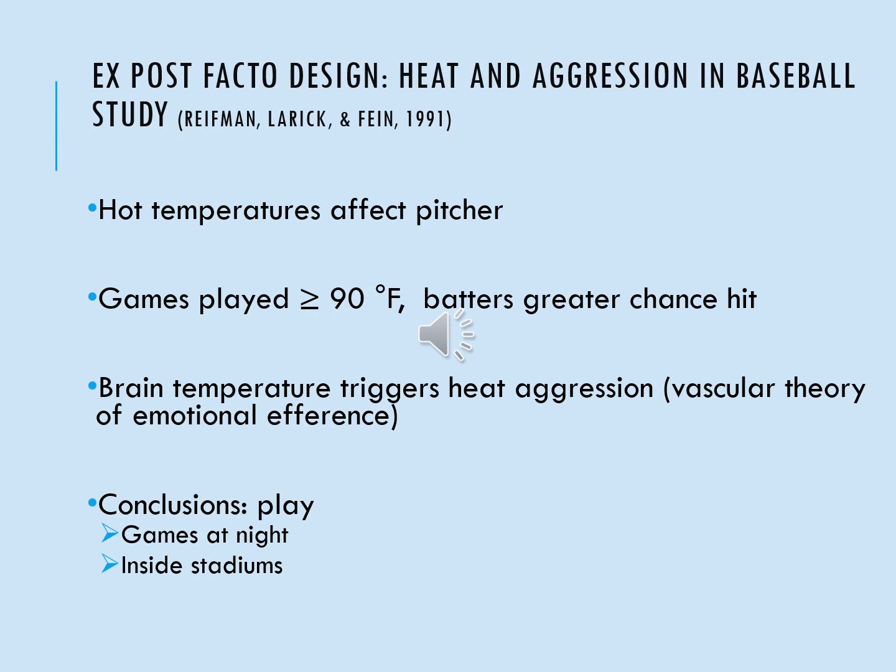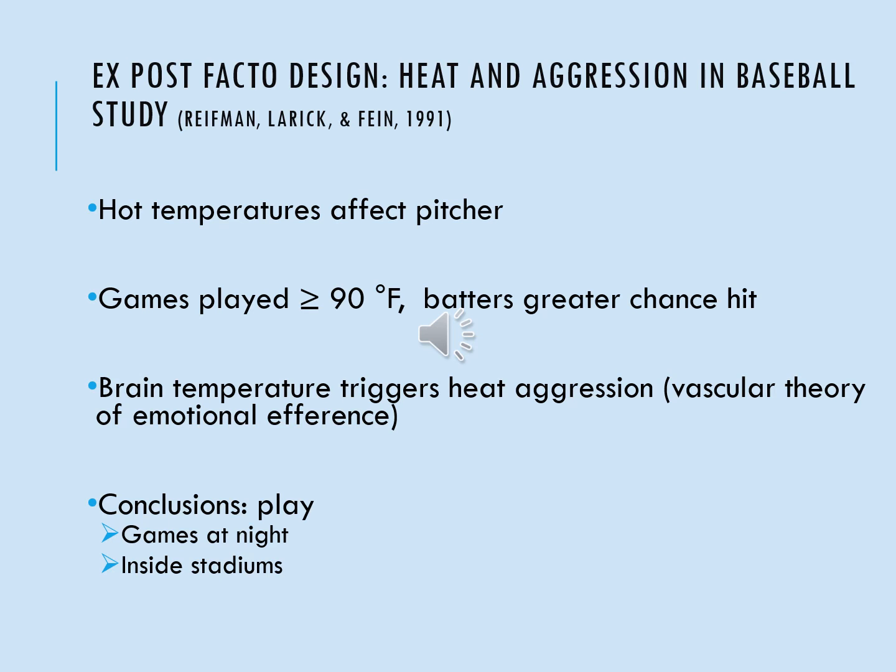Okay, so let's look at an example with heat and aggression in baseball. So basically what we're thinking is hotter temperatures affect a pitcher. We've noticed that when games are played in temperatures of 90 degrees or better, the batters have a greater chance of getting hit for whatever reason. We also know from the vascular theory of emotional efference that brain temperatures trigger heat aggression. So after we found out that this is true, we linked it with our games that are played at greater than 90 degrees, where batters have a greater chance of getting hit.